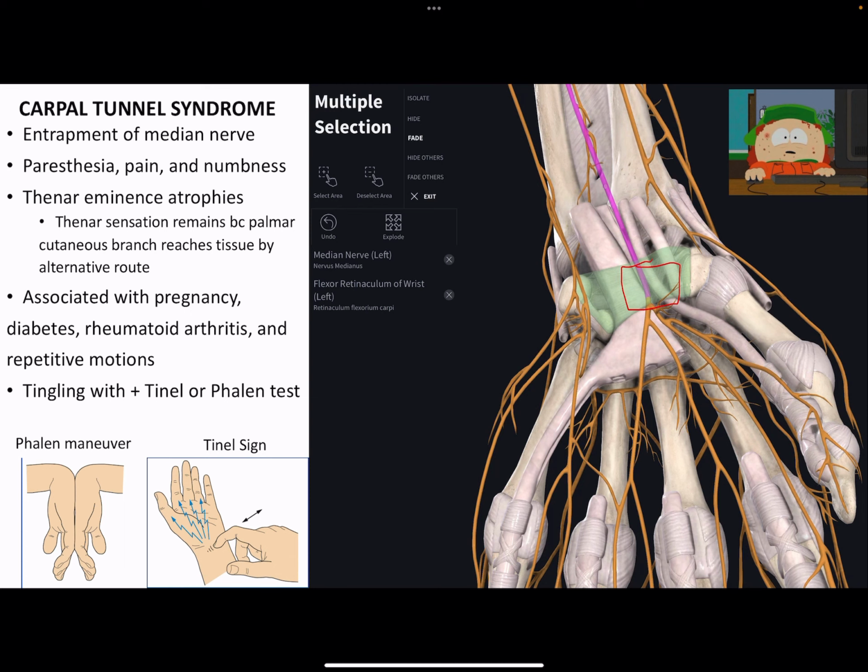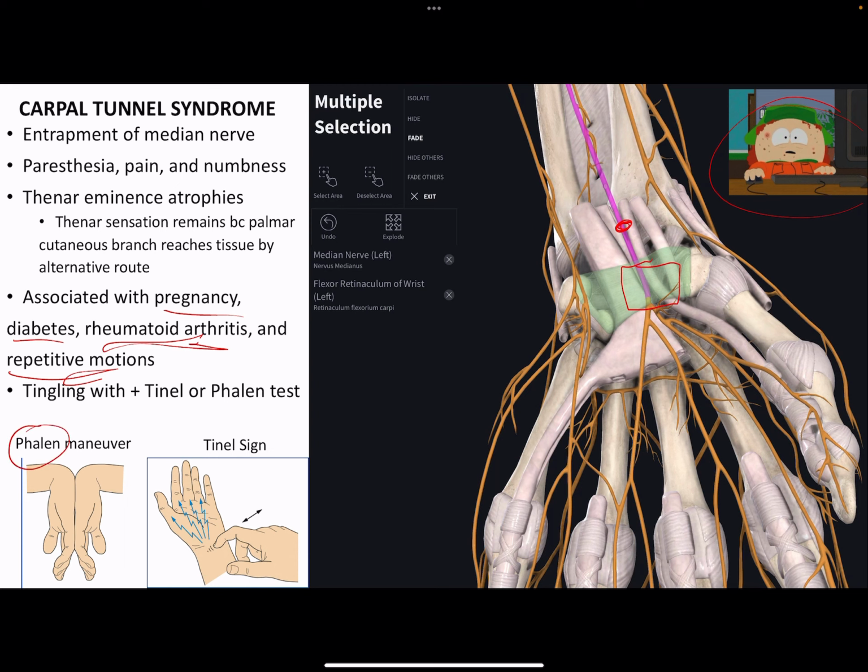The sensation is still there because the palmar cutaneous branch actually exits and branches out, somewhere around here, from the median nerve before it passes through the carpal tunnel. So if you have compression of the carpal tunnel, it won't actually affect the sensation. It's associated with pregnancy, diabetes, arthritis, and just repetitive motion. So if you're someone who's clicking around all day on the computer, you could get carpal tunnel.